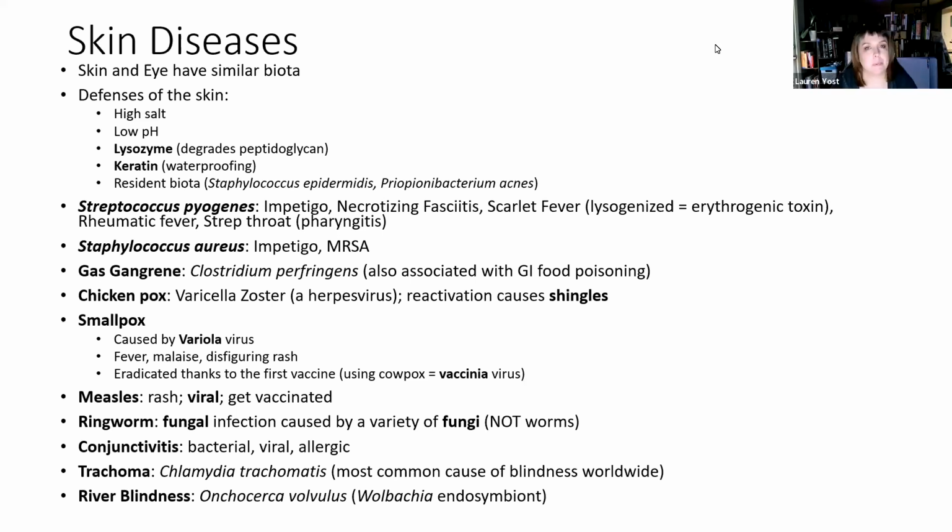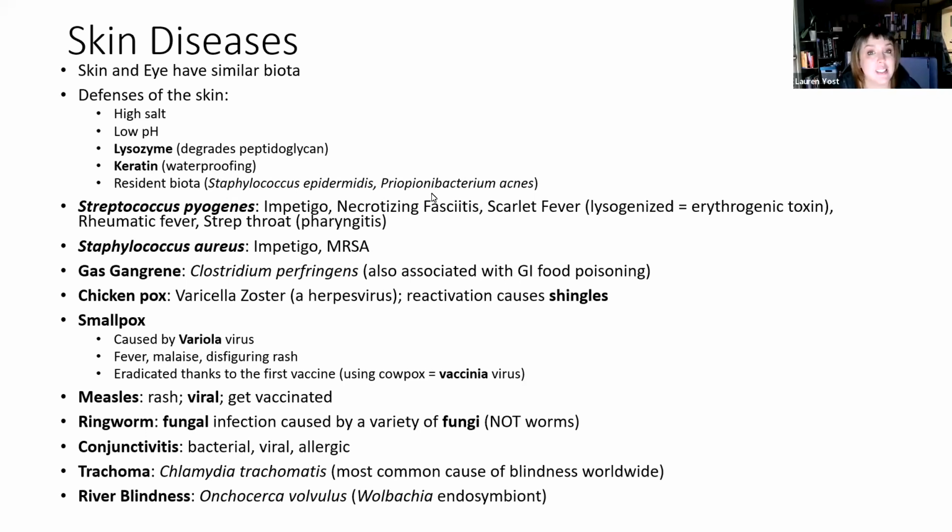So first comes chapter 18, which is the skin and eye diseases. The skin and the eye have a similar biota. Sometimes the eye doesn't have a biota, doesn't have a biome, doesn't have normal bacteria that grow on it. But when it does, it's similar to the skin. I was trying to think of the bacteria that are common, and I was like, do I list all? But I have these two that I felt like were most important.